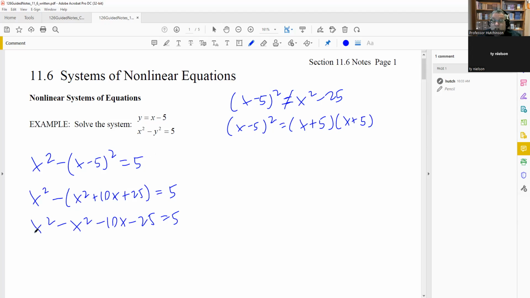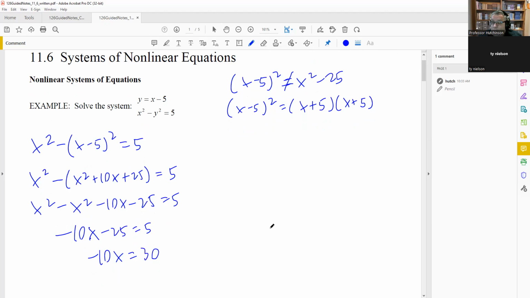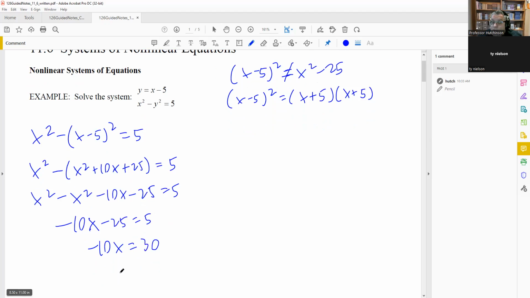Now what happens there is the x squares are going to cancel out, which is good. So those drop out, and I get negative 10x minus 25 equals 5. Add the 25 to both sides, and I get 30. Divide it, and I get negative 3.